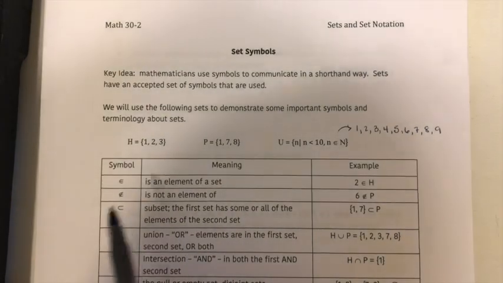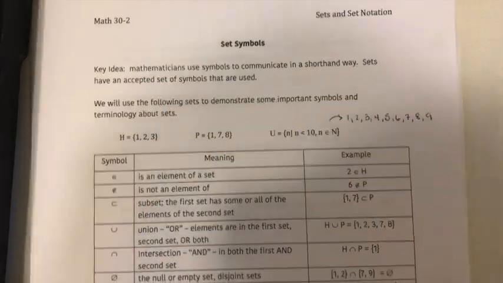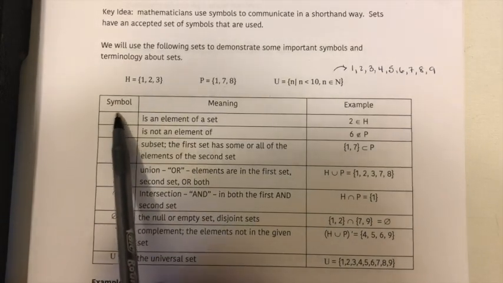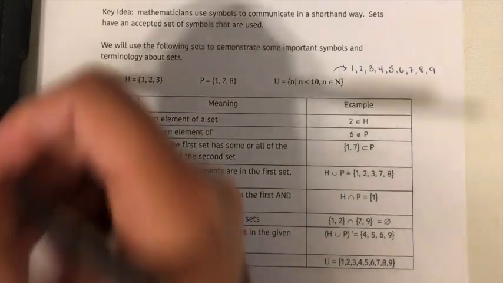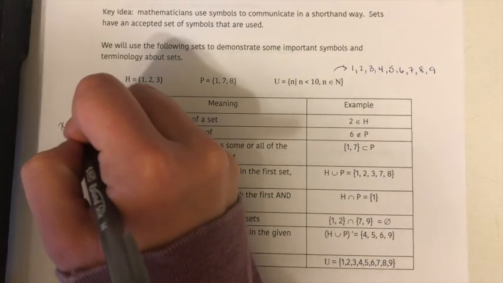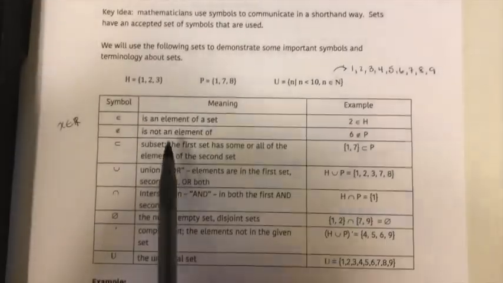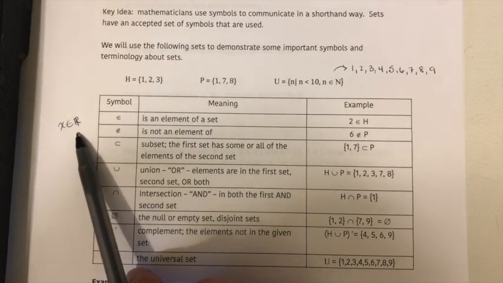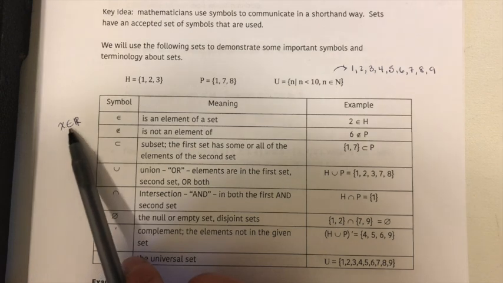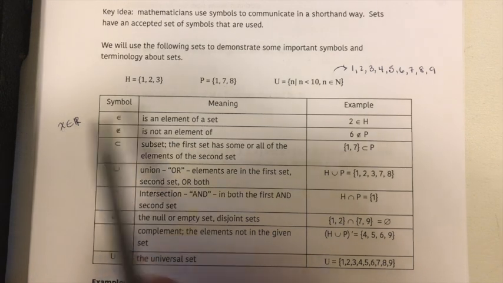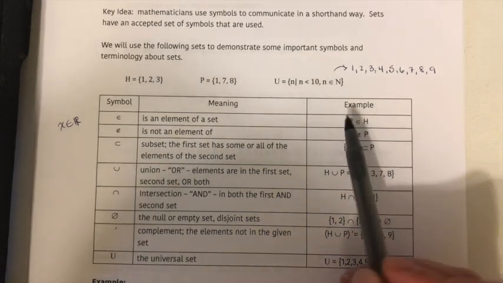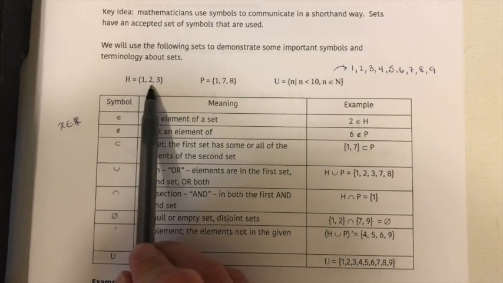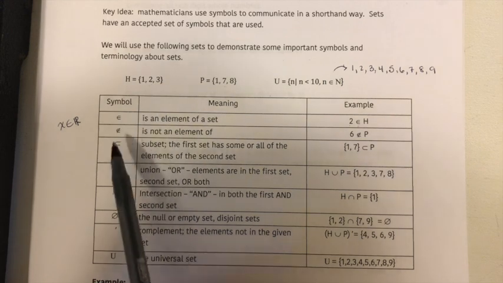Okay, so a few symbols that we need to know. The first one is the element symbol. If you see this, hopefully you've seen it before, as in x is an element of the real number set. We've been doing set notation without actually realizing it: x is an element of the real number set. That is a set. So in this case, we could say 2 is an element of H, because you can see there's a 2 in the set we called H.